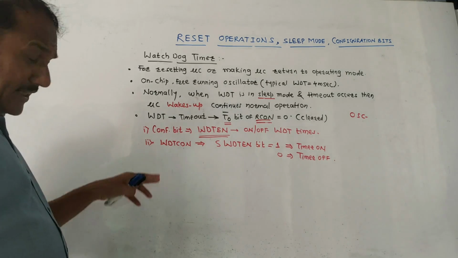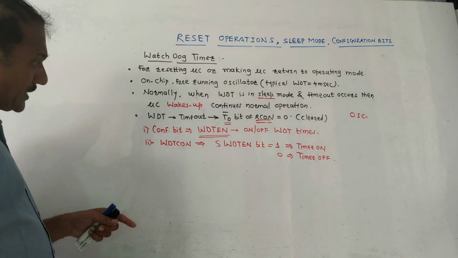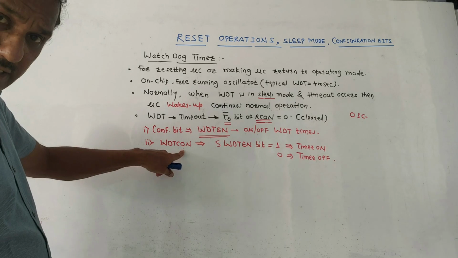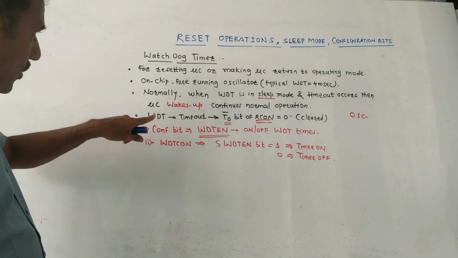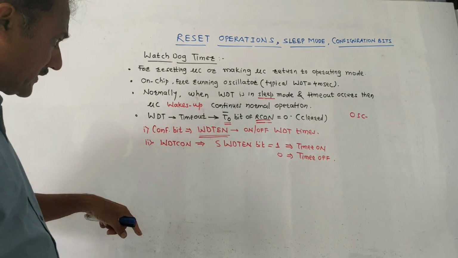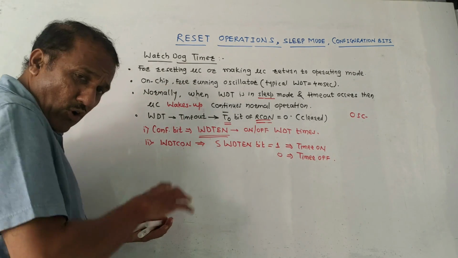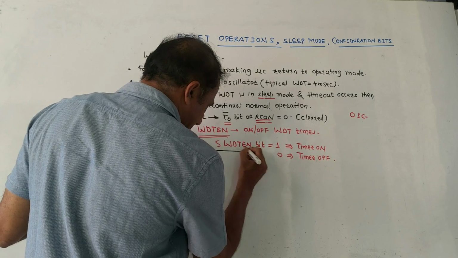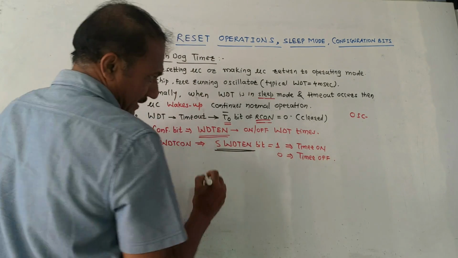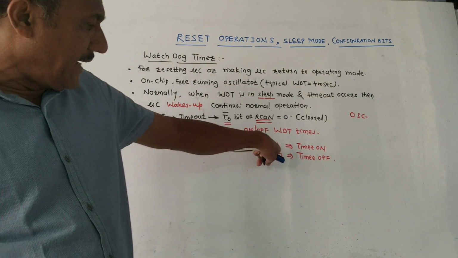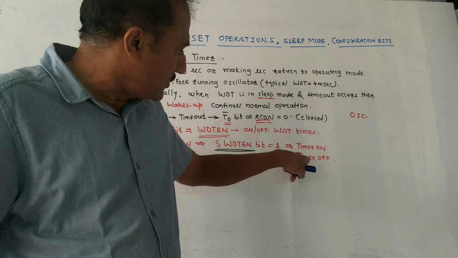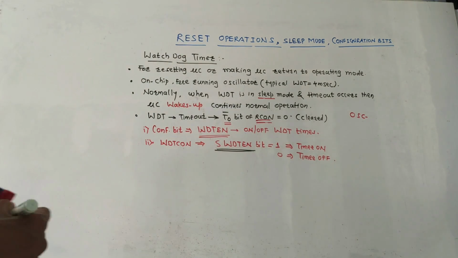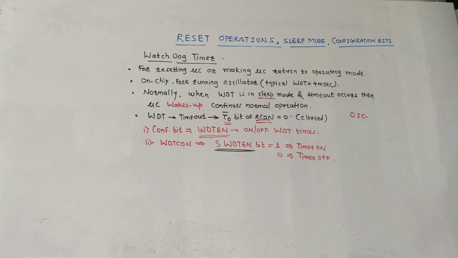Or there is one typical register, which is the WDT reset control register, that is watchdog timer reset control register. In that register, all the bits are unused except the last bit, that is the SWDTEN bit. If this bit is 1, it indicates that WDT timer is on, and if it is 0, it indicates WDT timer is off.